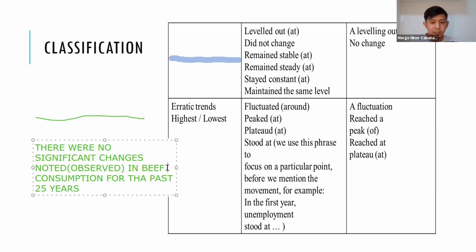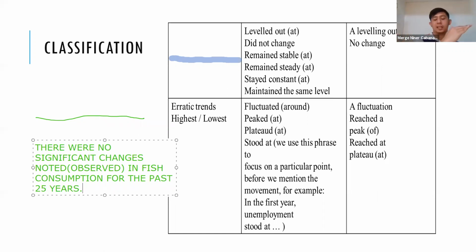Or let me put this into perspective. On our sample, it's not beef that remained unchanged, it's actually fish. So there were no significant changes noted in fish consumption for the past 25 years. I can use this because it's much longer. If the line remains as is, we don't call it movement.